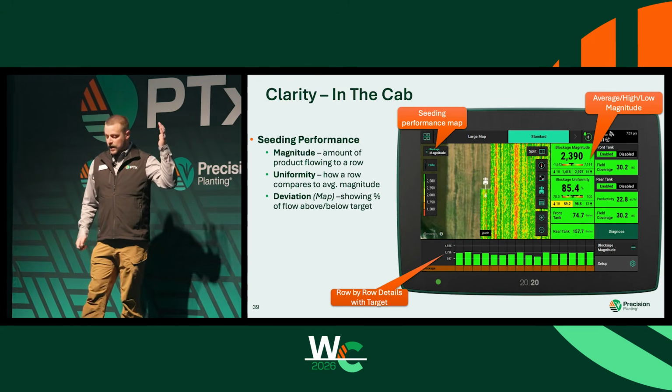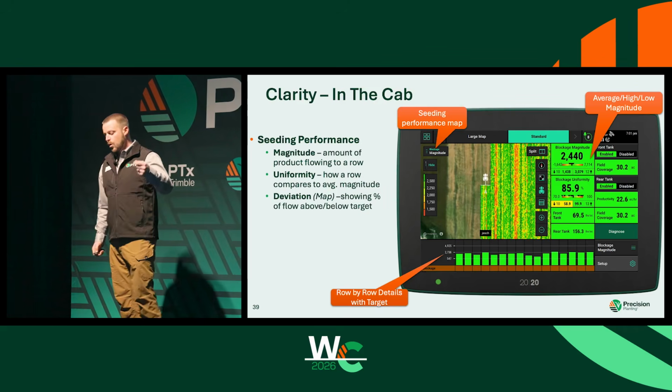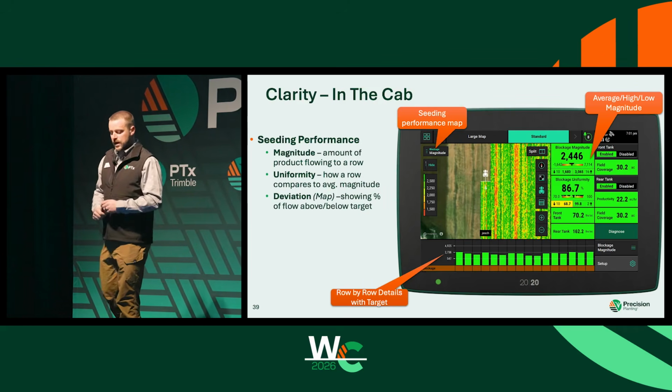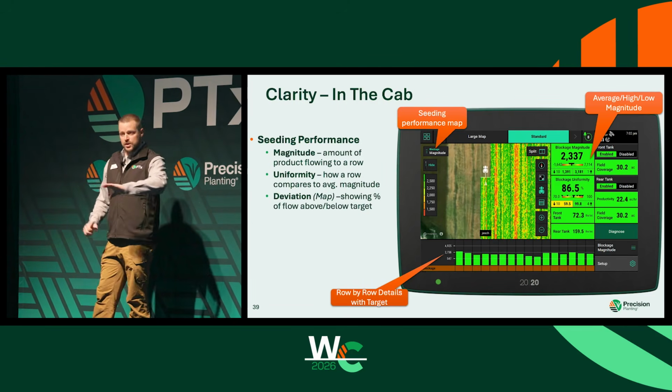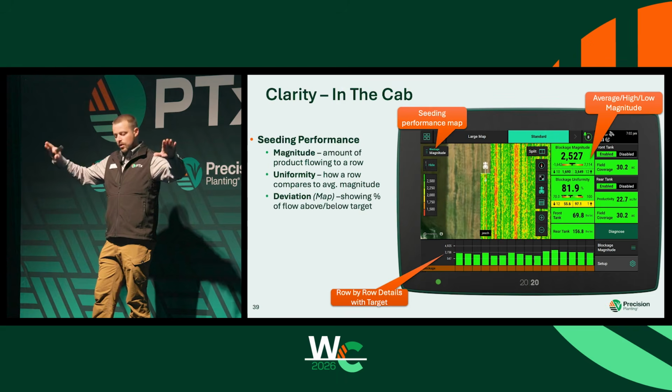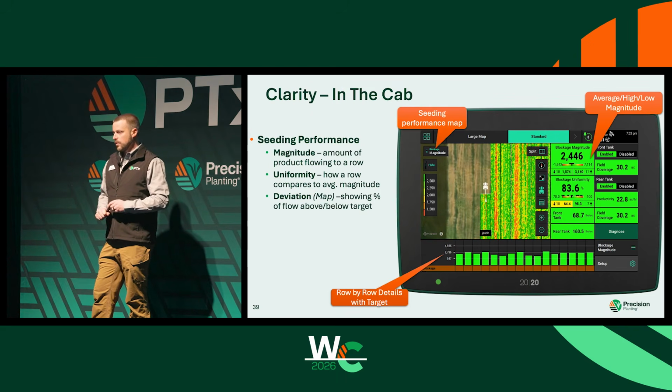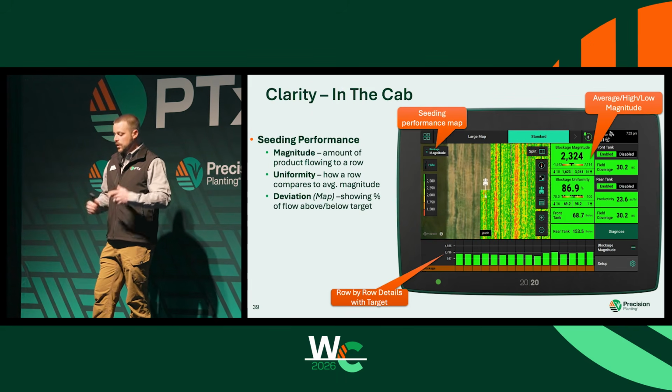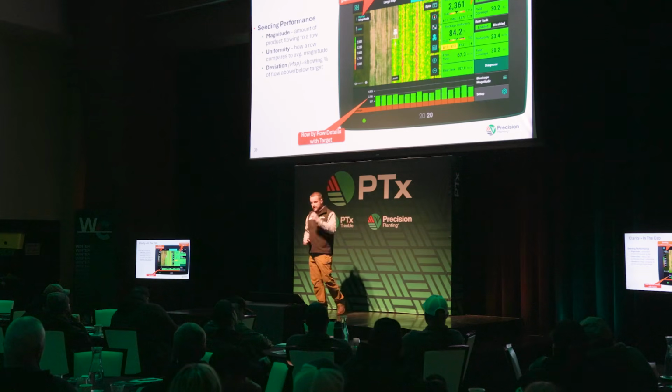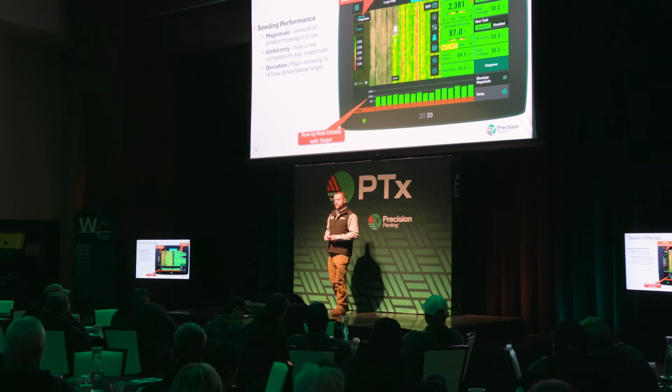When I'm looking at it again from magnitude, I've got a high row and I've got a low row. I'm going to get an overall average of the machine. Across the bottom, my dashboard mini chart of my row-by-row view gives me a visual of every one of those rows and what my flow and what my magnitude is. I'm also mapping that information, so it's easy for me to see in full color what's going on in the field, and I have a record of what that looked like as I made the pass.